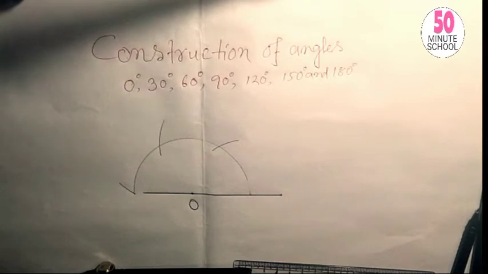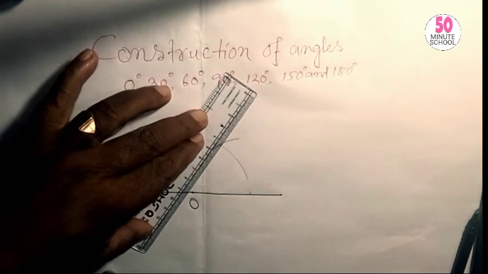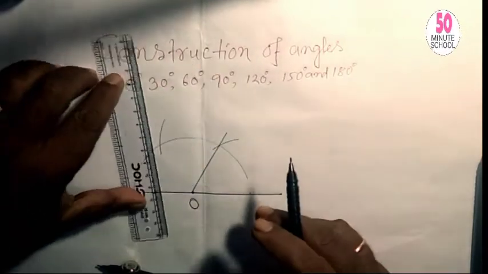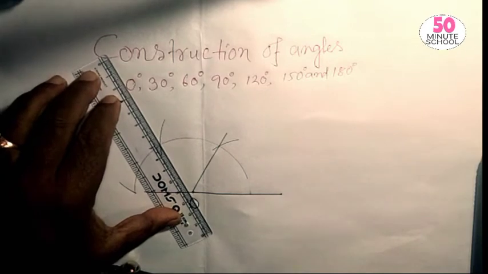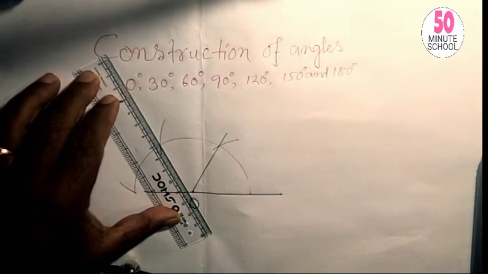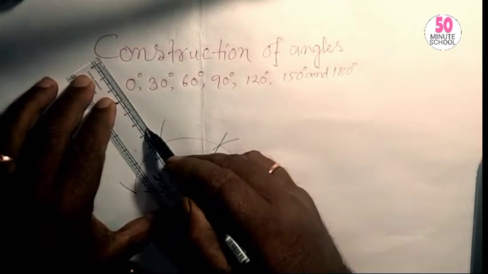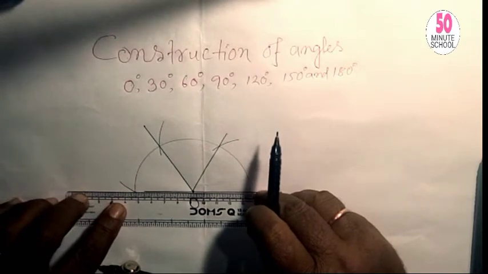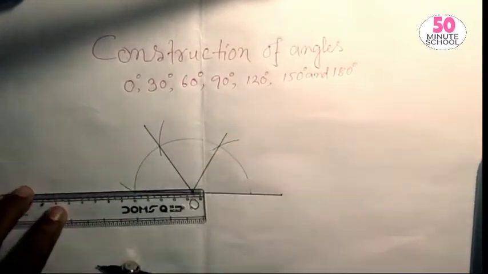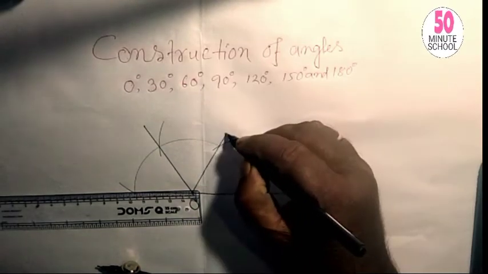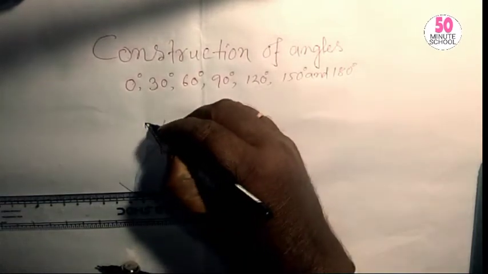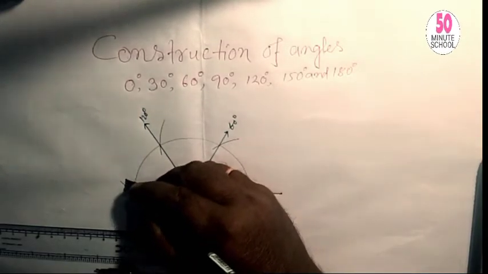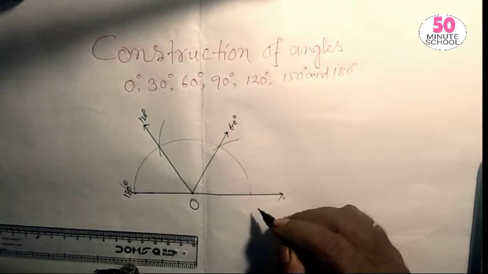First I draw the ray of 60 degree. Secondly, I draw the ray of 120 degree. And lastly, draw 180 degree. So 60 degree, 120 degree, and 180 degree. That is called 0 degree.